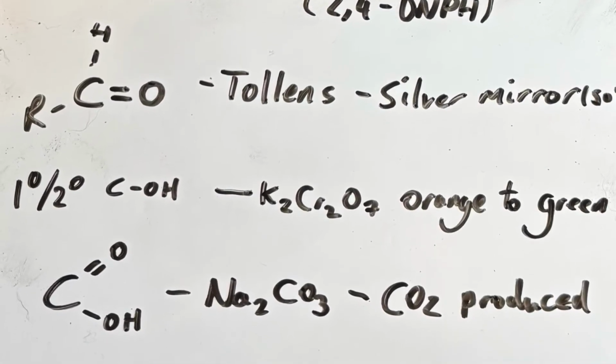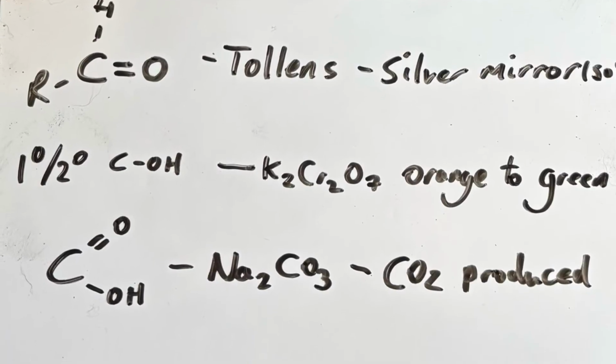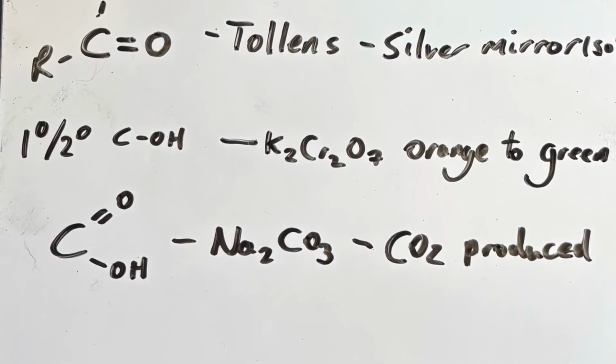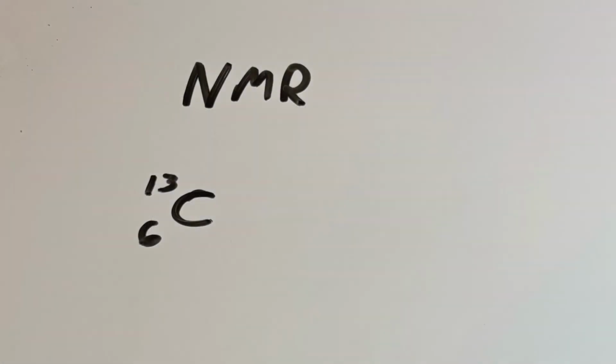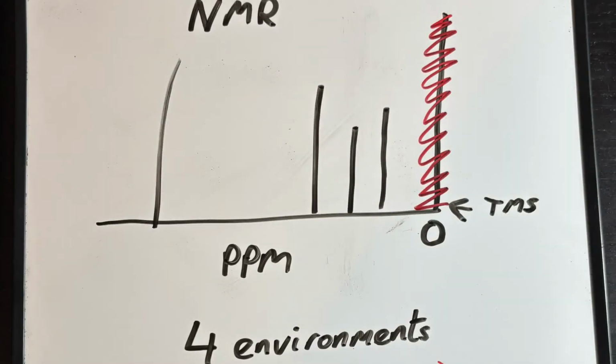And reacting carboxylic acids with sodium carbonate forms CO2, which you can test for, obviously, with lime water, which will turn cloudy. Now finally we're doing NMR, and we're starting with carbon-13. So you use NMR to find the number of different environments in a molecule. And by the way, 0 is not part of the different environments. 0 is what we call TMS, or tetramethylsilane.